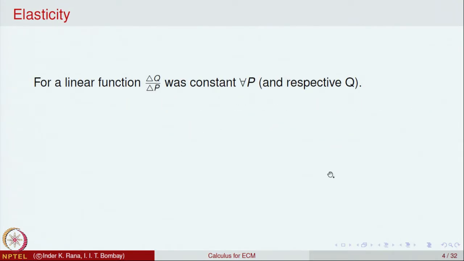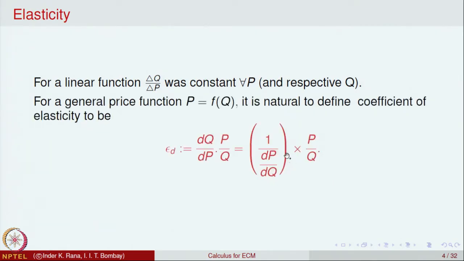For a linear function, if you recall, we saw that this was always a constant, equal to the slope. For a general price function p equal to f of q, it is natural to replace the fraction delta q by delta p by the derivative. We are not saying they are equal, we are just replacing that fraction by this one: one over the derivative of p with respect to q.